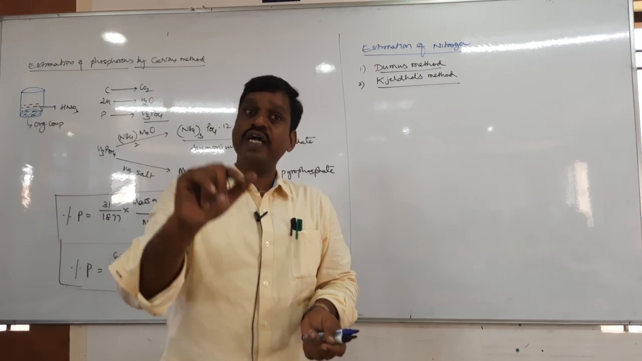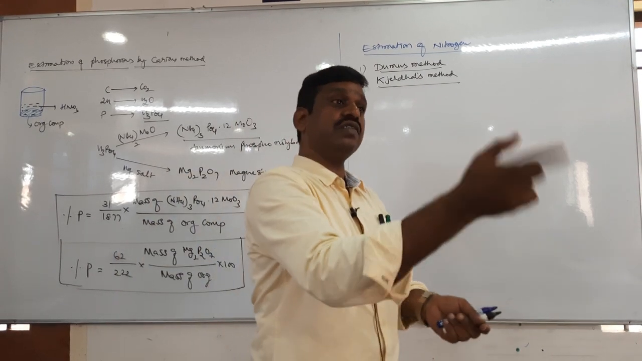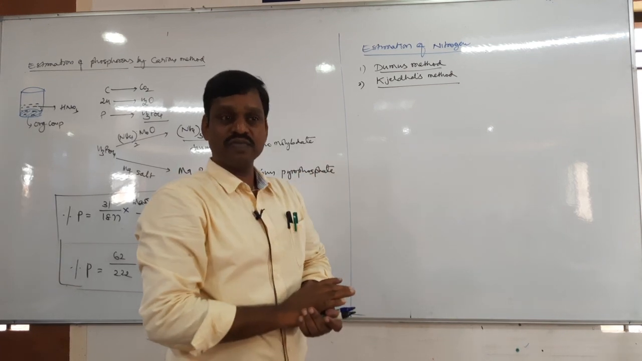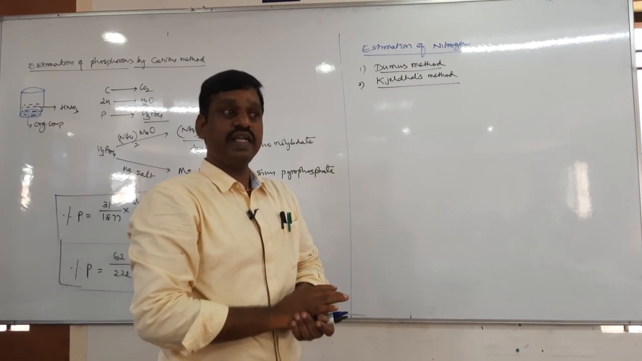If nitrogen comes out as N2 gas, that is the Dumas method. Remember, dinitrogen, Dumas, D and D match.